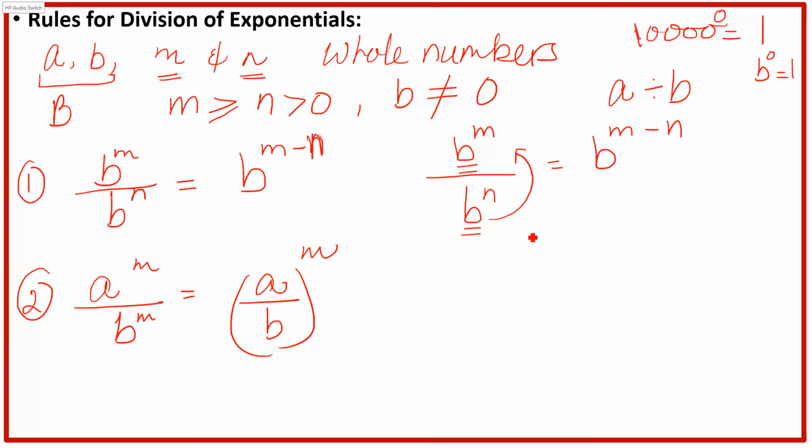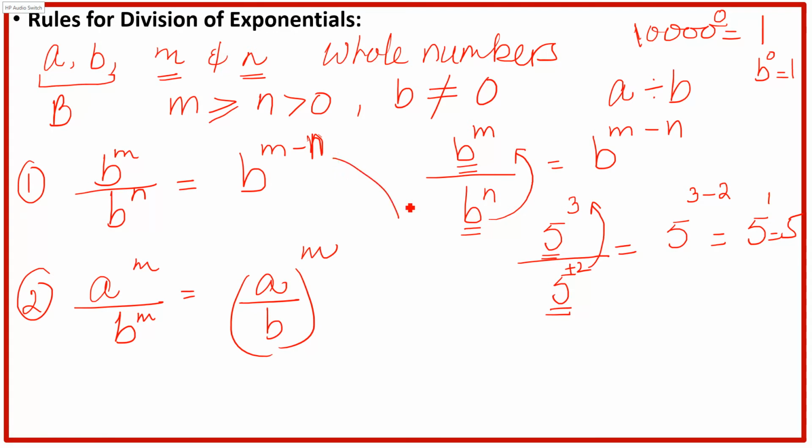Here I will give you an example. These are whole numbers. Suppose we have 5 cube, and in the denominator we have 5 square. See, both bases are the same. If we have the same base, we can just take the exponent to the numerator, so it will be 5 cube, and this is positive 2. When we take it to the numerator, the sign will change to negative 2, 3 minus 2, which is equal to 5 raised to power 1, or you can say only 5.